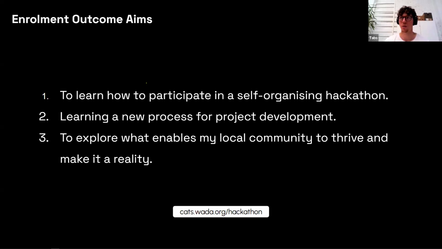And the third outcome aim that I want to speak to is that this is about exploring the potential in your community. This is a time period to kind of sit with these prompts of engaging in a new way of observing your communities, and to get curious about how you can see that anew in your places. What enables my local community to thrive, and how can I make that a reality?